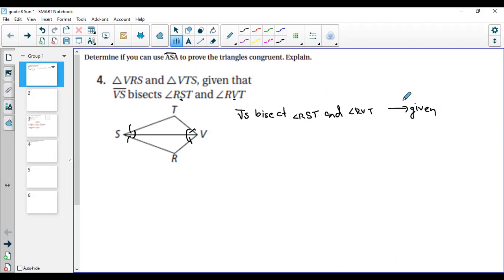You can use a two-column proof, you can use a flowchart proof, just like the example I showed you before, or you can use a paragraph proof. You can even just go on writing about the proof. It's up to you. Okay, unless they specify. If they say write a two-column proof, you must do, else it's up to you, however you want to. So VS bisects RST and RVT is given. Now because of this bisecting, what can I say? I can say that angle TSV is congruent to angle RSV.